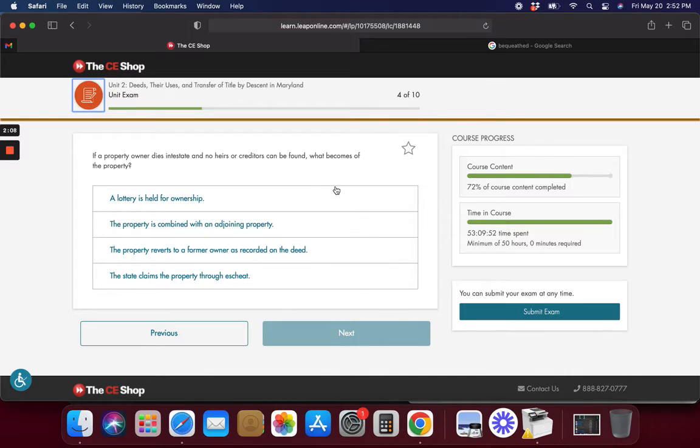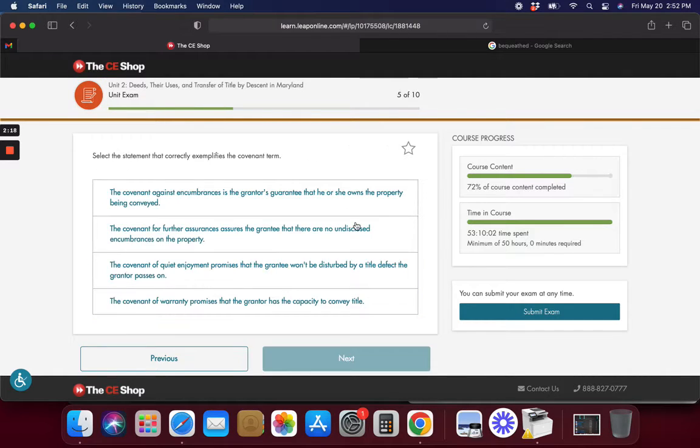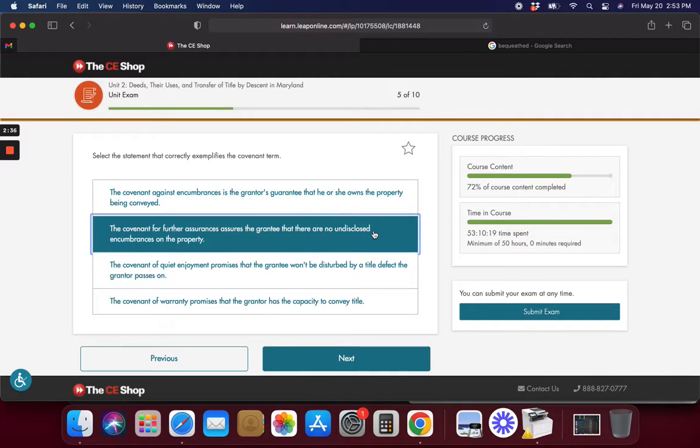Okay, if a property owner dies in a state with no will and no heirs, no creditors can be found, what becomes of the property? I think the state claims it. Didn't we already have this question? Select the statement that correctly exemplifies the covenant term. I'm thinking it's either this one or that one.